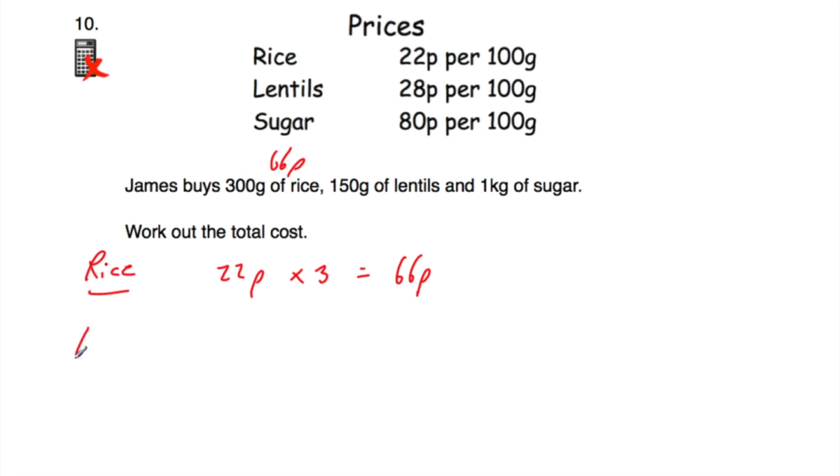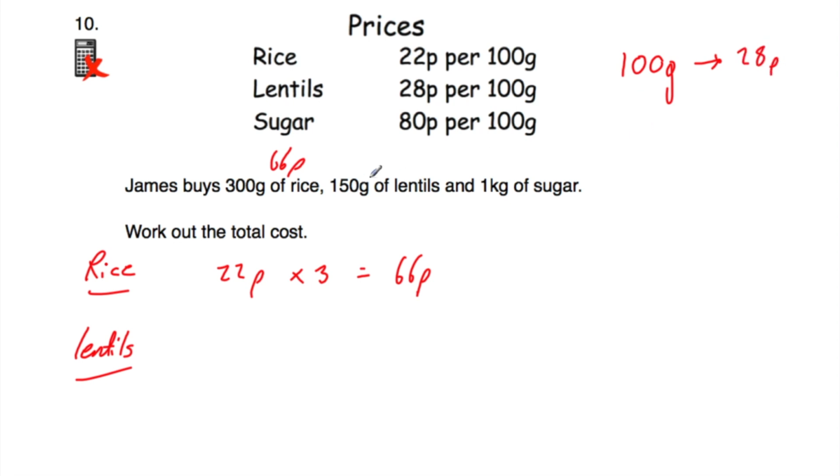Now the lentils, so let's focus on the lentils now. So the lentils, we're buying 150 grams of lentils and they cost 28p per 100 grams. So if we were buying 150 grams of lentils, we would buy 100 grams, and 100 grams would cost 28p.